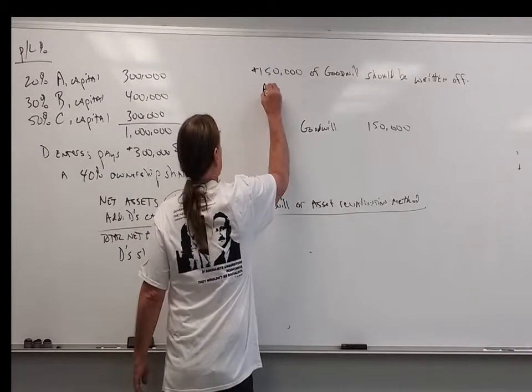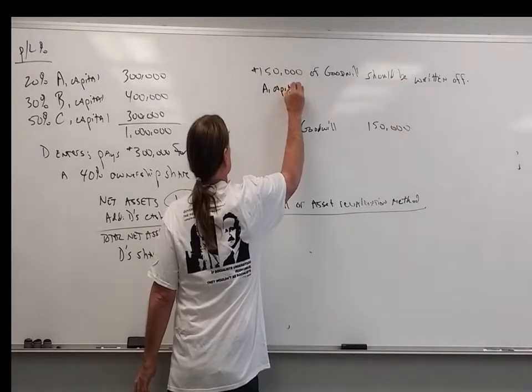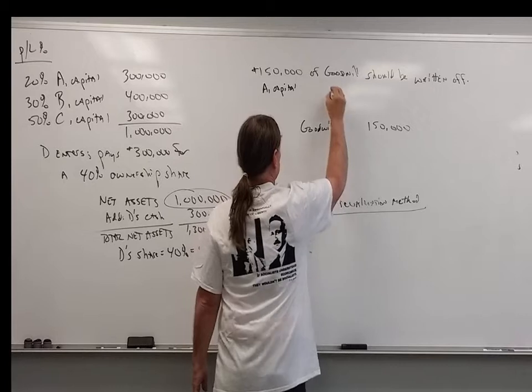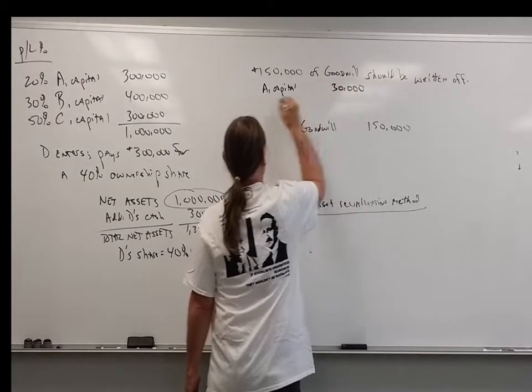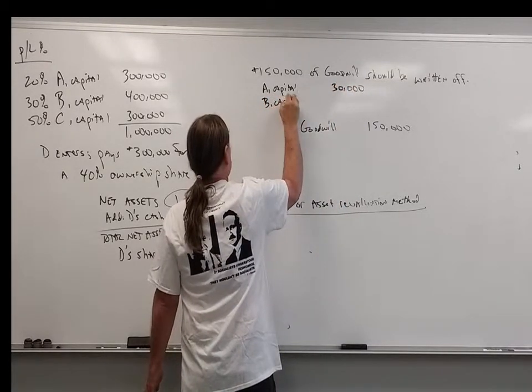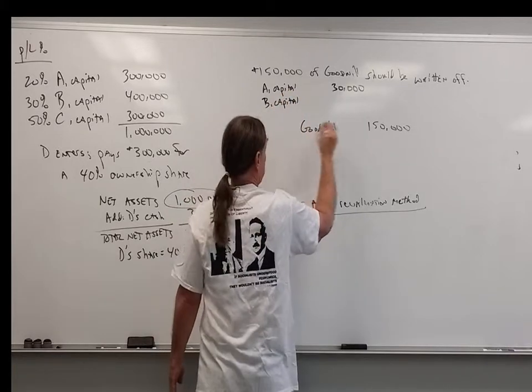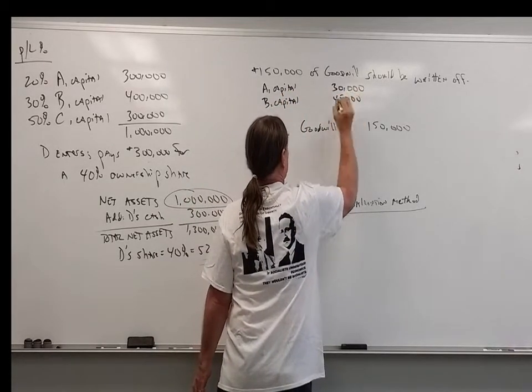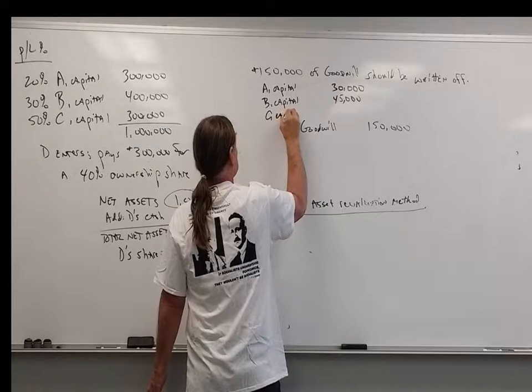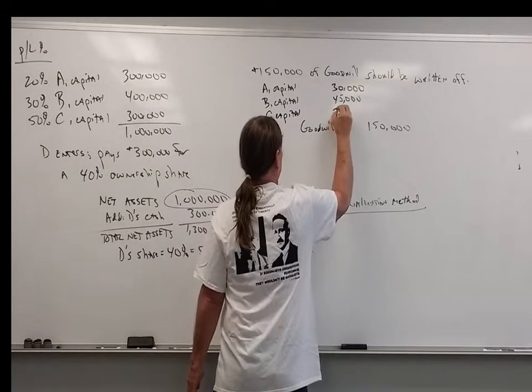So A is going to bear 20% of that. So 20% of 150 is 30. B is going to bear 30% of that. And C is going to bear half of it.